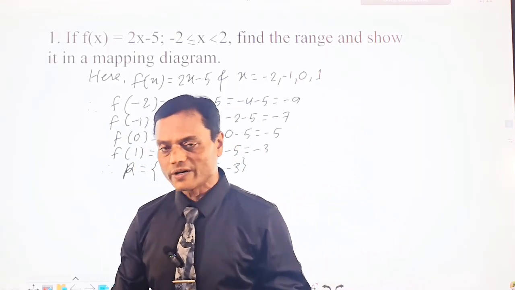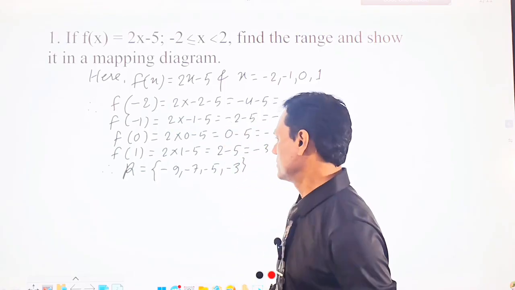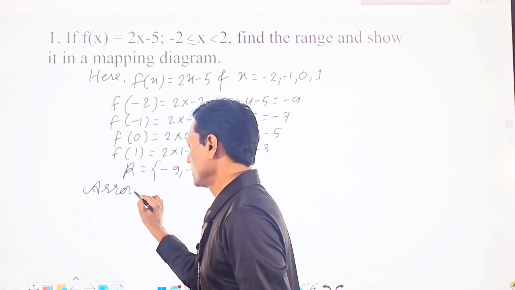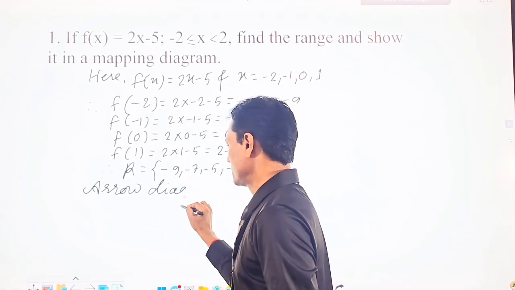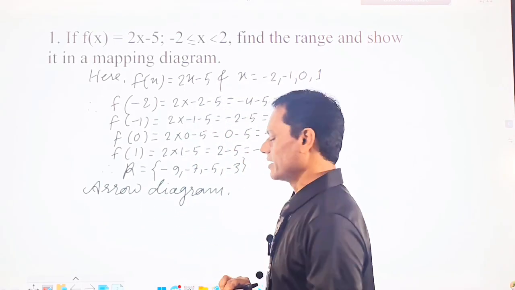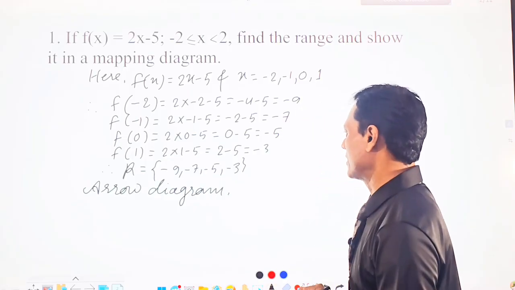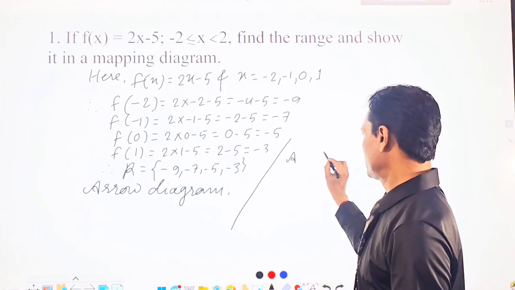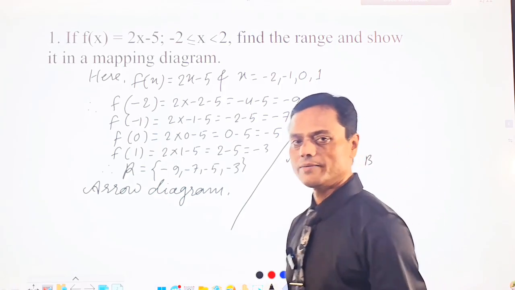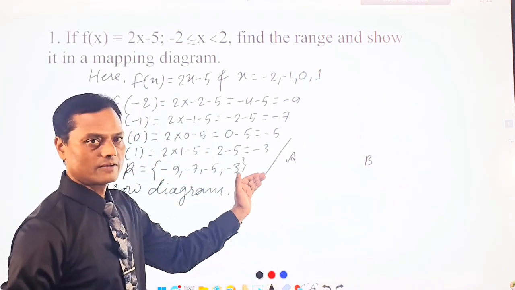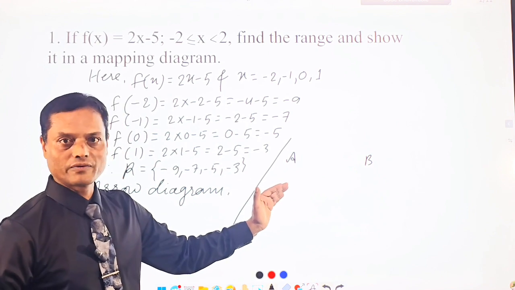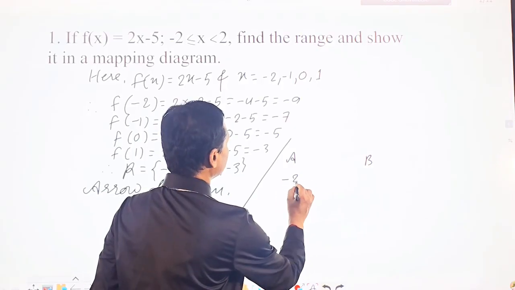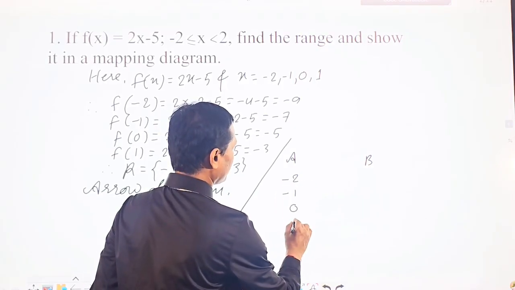Now I'm going to show it in a mapping diagram, that's an arrow diagram. Yes, we can write here arrow diagram, right? So how to show it in an arrow diagram? First of all, in an arrow diagram, we need here A, then B. Yes, you can see A and B. A means the set of the domain and B is the set of the range. So for A, we write here minus 2, minus 1, 0 and 1.